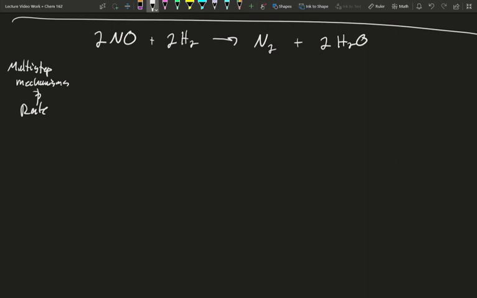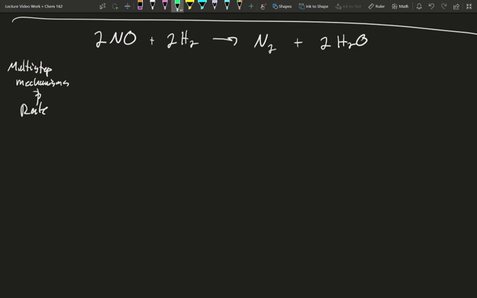In this video, we're going to look at mechanisms and rate, where a mechanism requires more than one step to be involved in the rate. So let's take a look at this reaction. Two NOs plus two H2s can make one N2 and two waters.